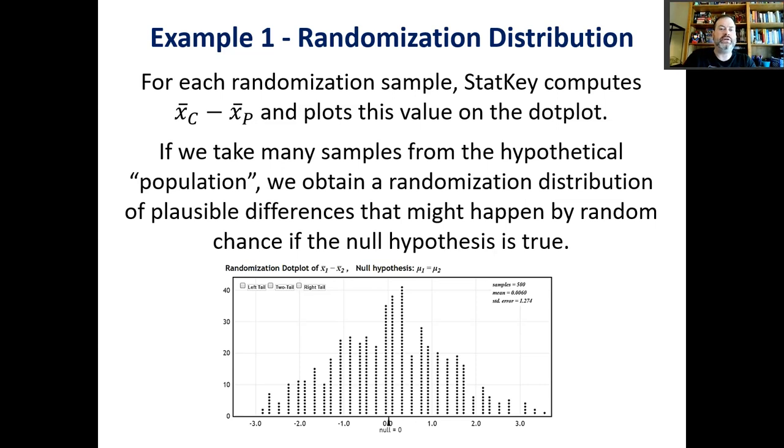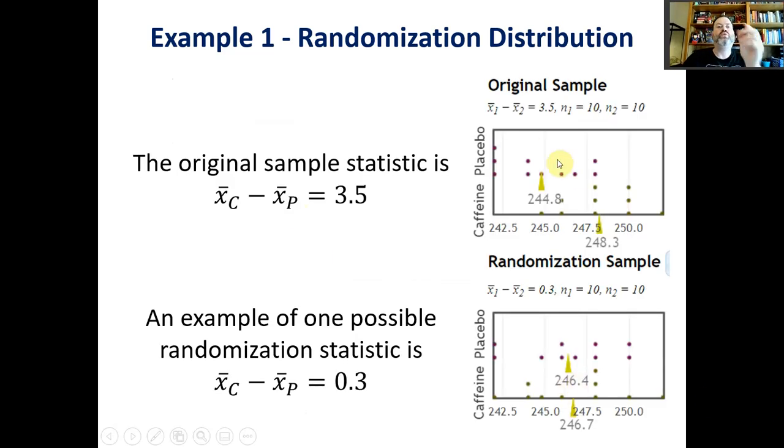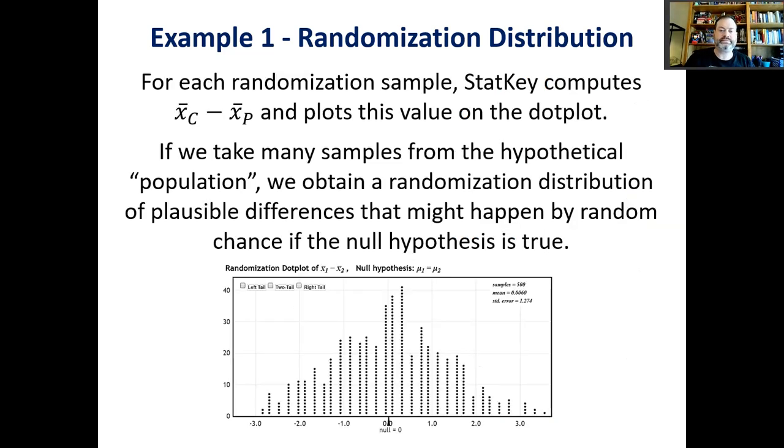So these are all the computed values of the randomization samples. The randomization statistics are the dots. If we take many samples from the hypothetical population, where population in quotes is this randomly resampled one, there's no replacement. You just take the original 20, put them in a hat, pull out 10 at random, call that the placebo group. The other 10 are the caffeine group. Compute the means, subtract the means. That's what I'm calling a population, because we're resampling from our original sample.